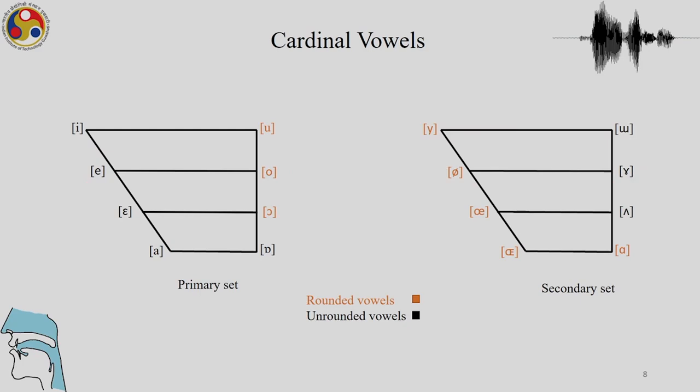So now we have seen the primary set and the secondary set, where in the primary, the front vowels are unrounded and the back vowels are rounded. We have the secondary set where the front vowels are rounded and the back vowels are unrounded. And these are the different heights which are being exploited. These horizontal lines represent the differences in height. So we have the extreme reference points in high vowels, and then we have the slightly lower mid-high vowels, and the slightly lower than that mid-low, and then finally the low vowels.